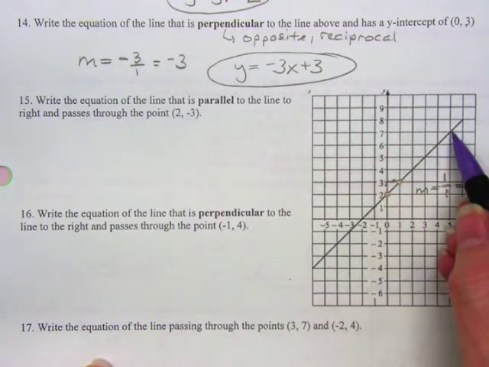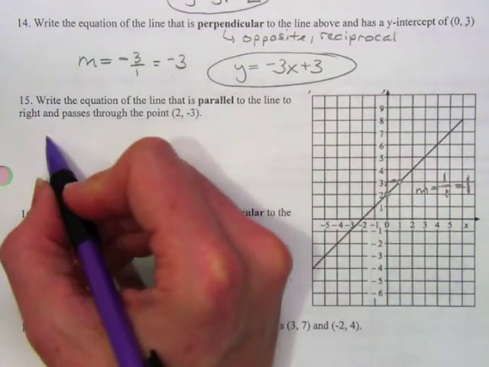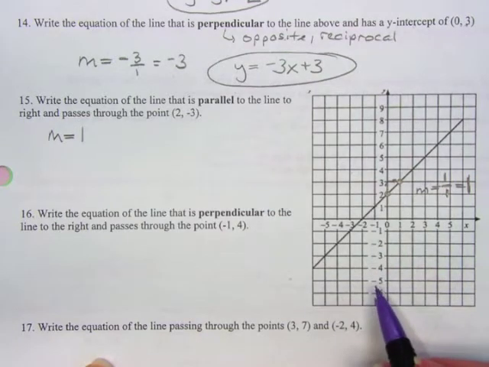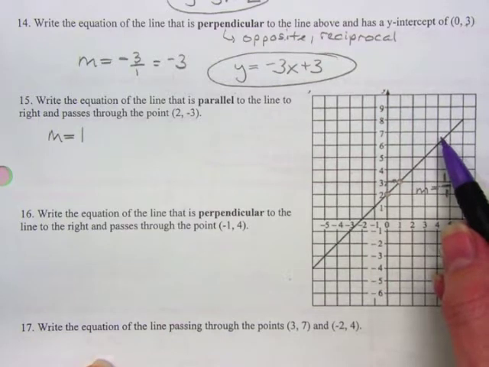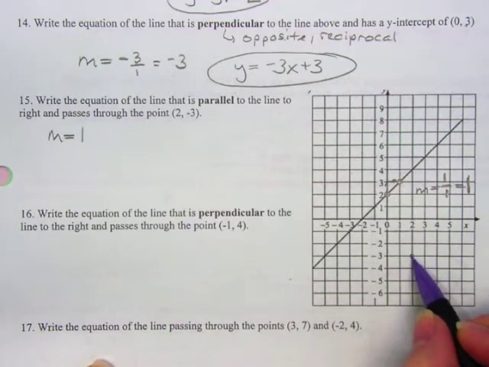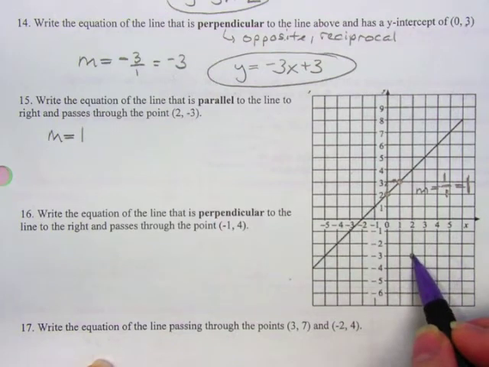So the graphed line here has a slope of 1. If I want to write an equation of a line that's parallel to that line, it's still going to have the same slope of 1. Now the line that we want to get the equation of is not this line itself. It's a line parallel to it that goes through the point (2, -3). And so we can work to find the equation of that line.